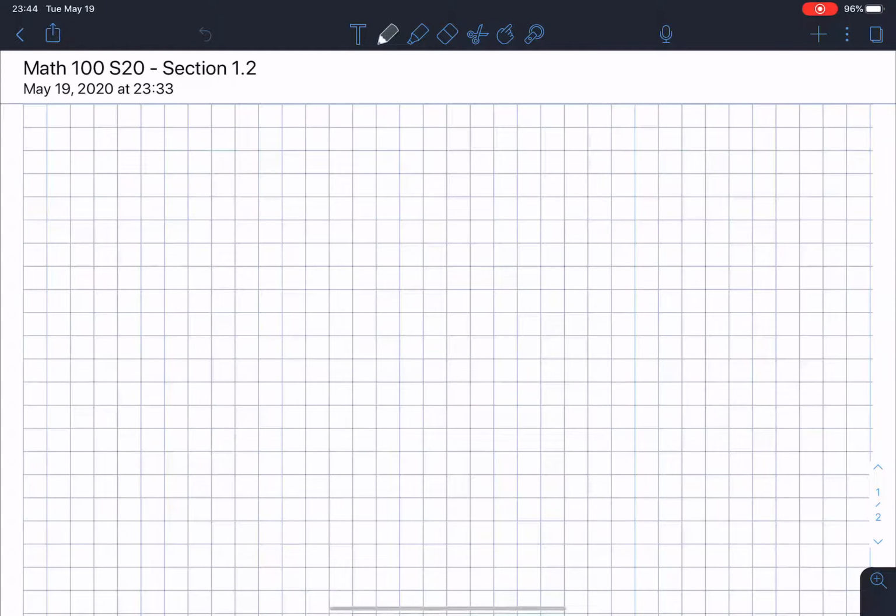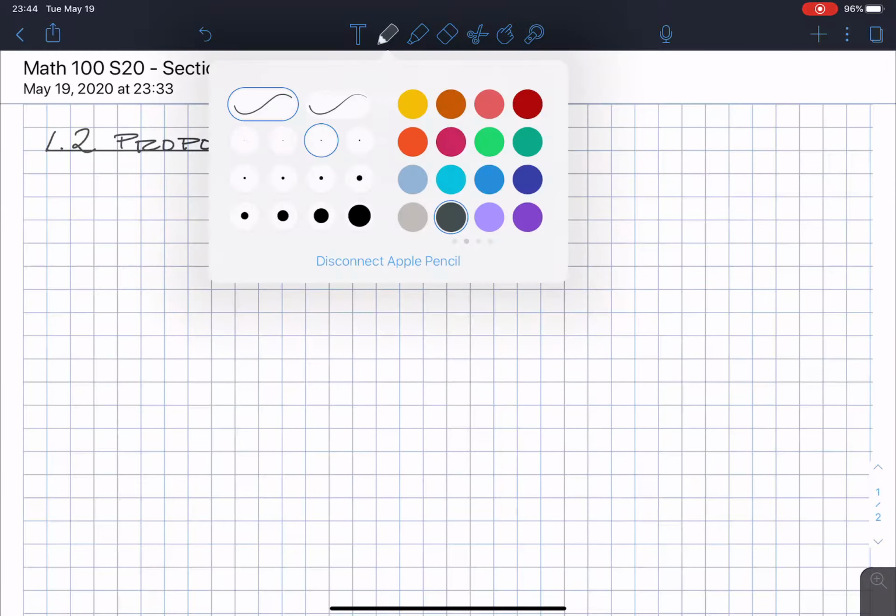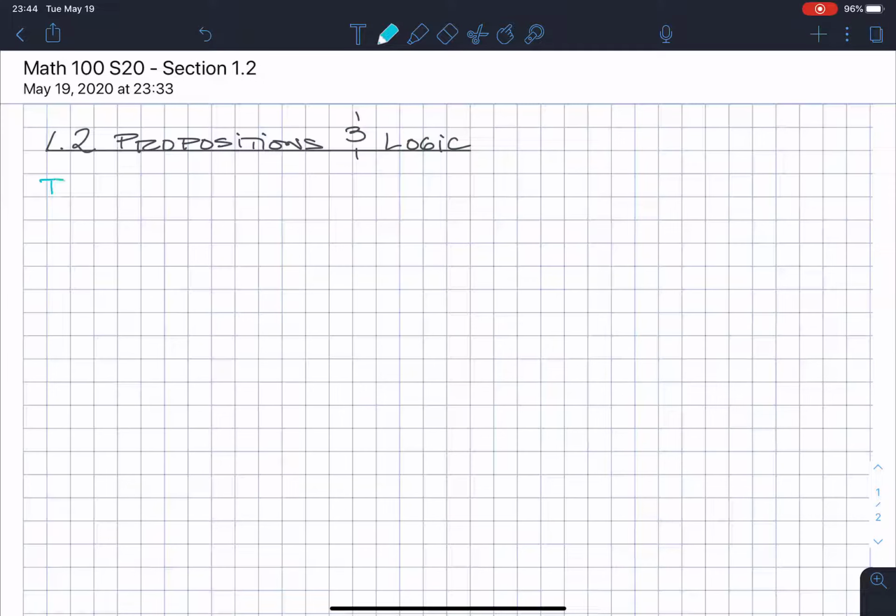Okay, so welcome to section 1.2, which is propositions and logic. So propositions and logic. Okay, so Boolean logic.